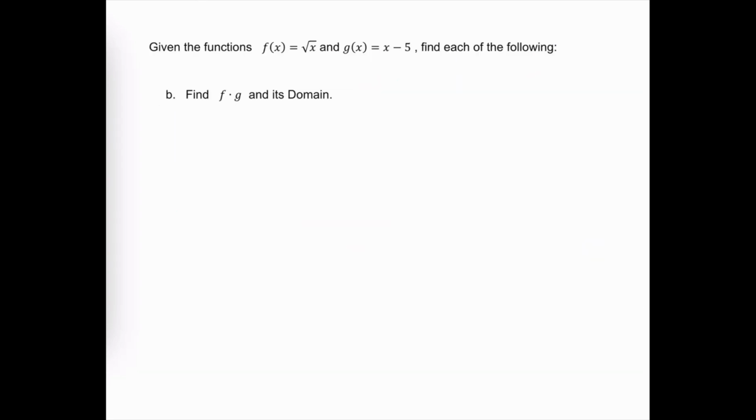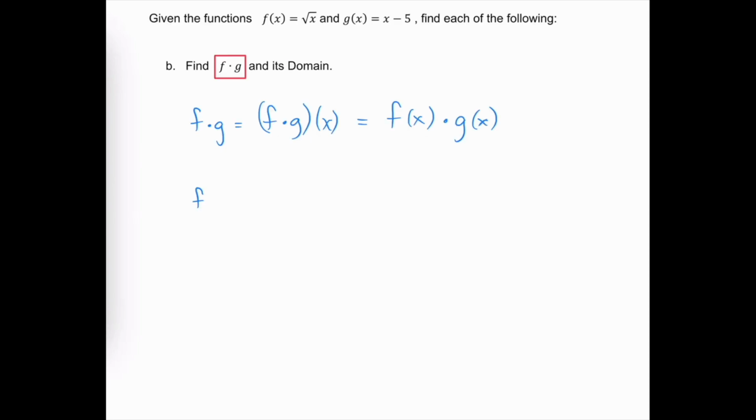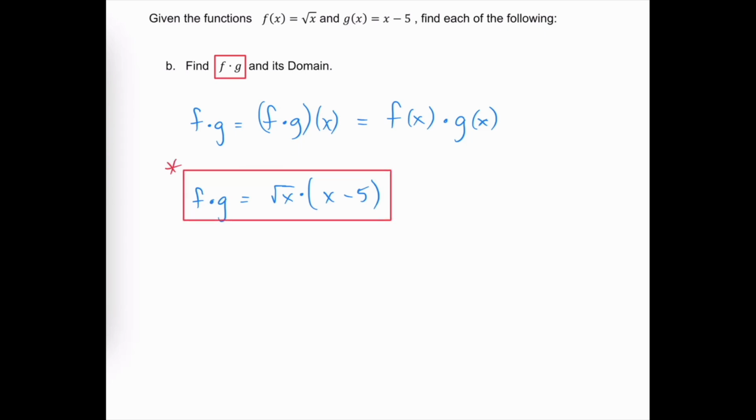Now let's do this again for the f times g function. Recall f times g is the same thing as f times g of x, which is f of x times g of x. So the f times g function is then going to be the f of x function multiplied by the g of x function, which is x minus 5. And again, we're not trying to solve for x here. This is a function that's going to have a graph that is written in functional notation.